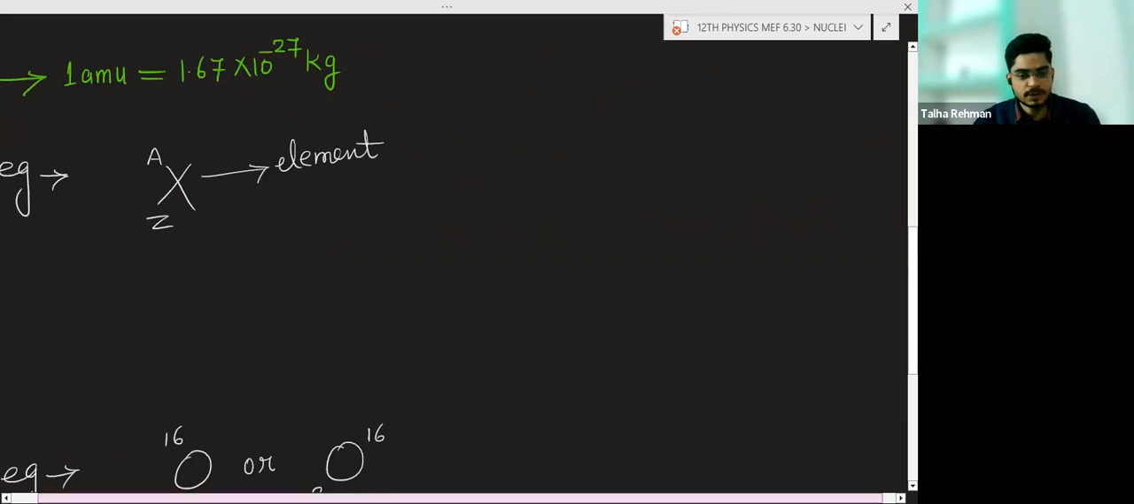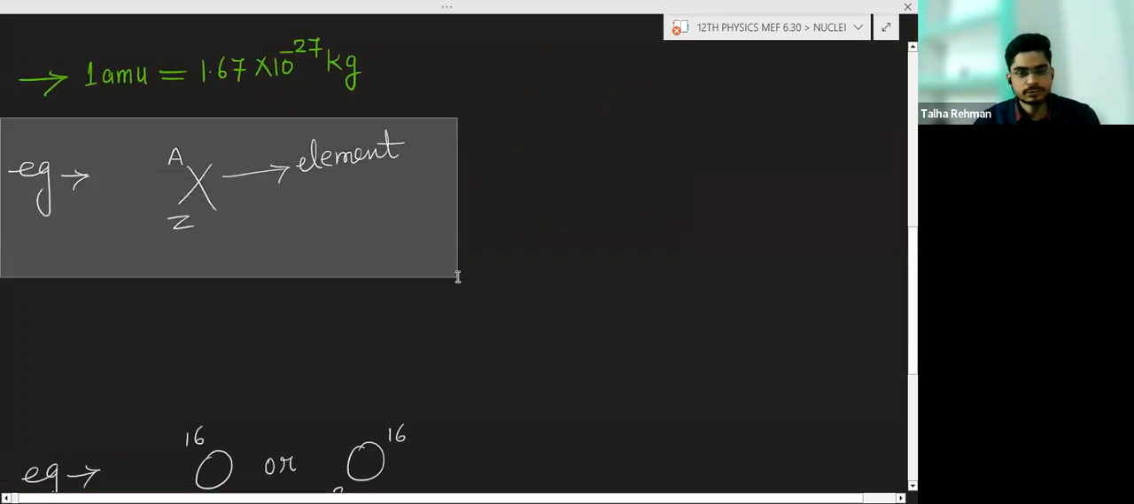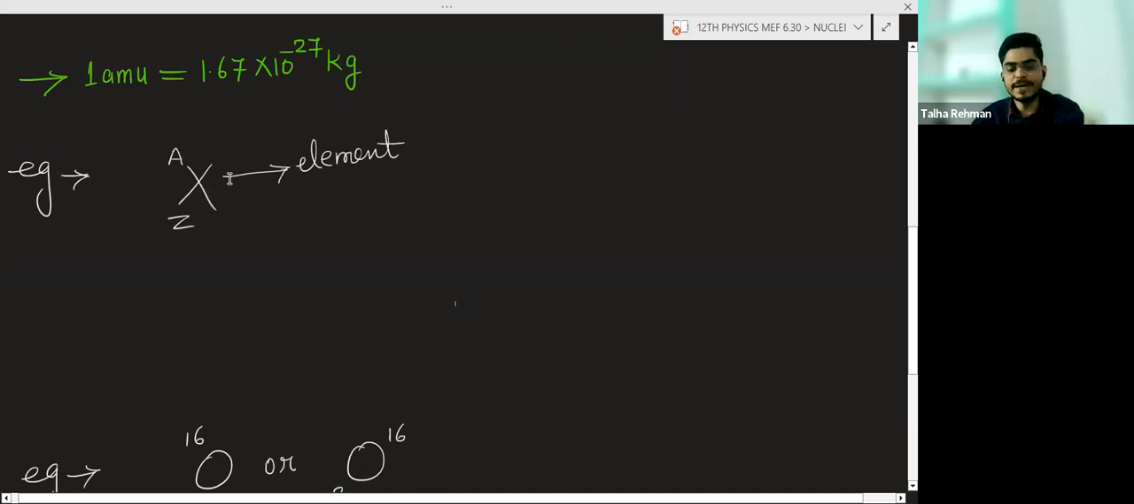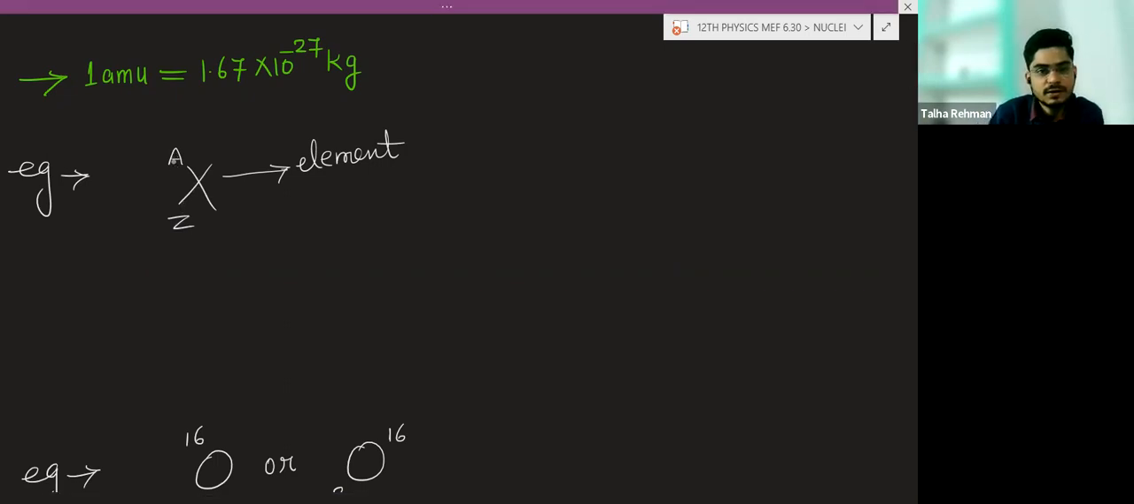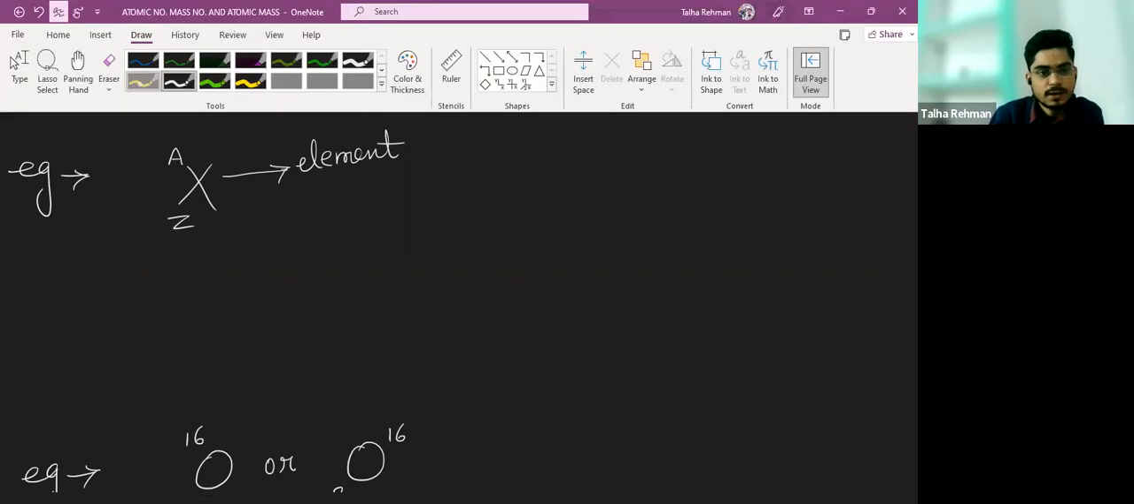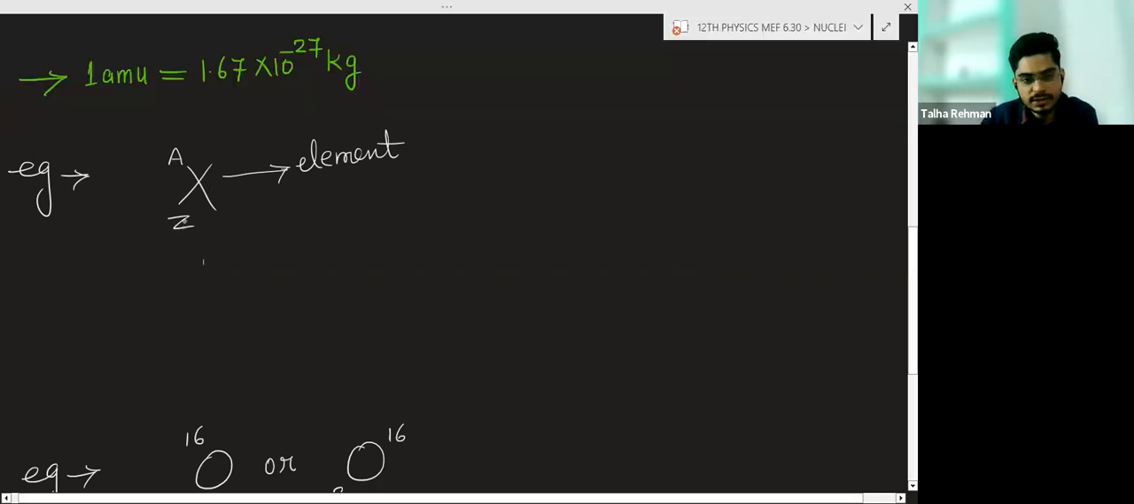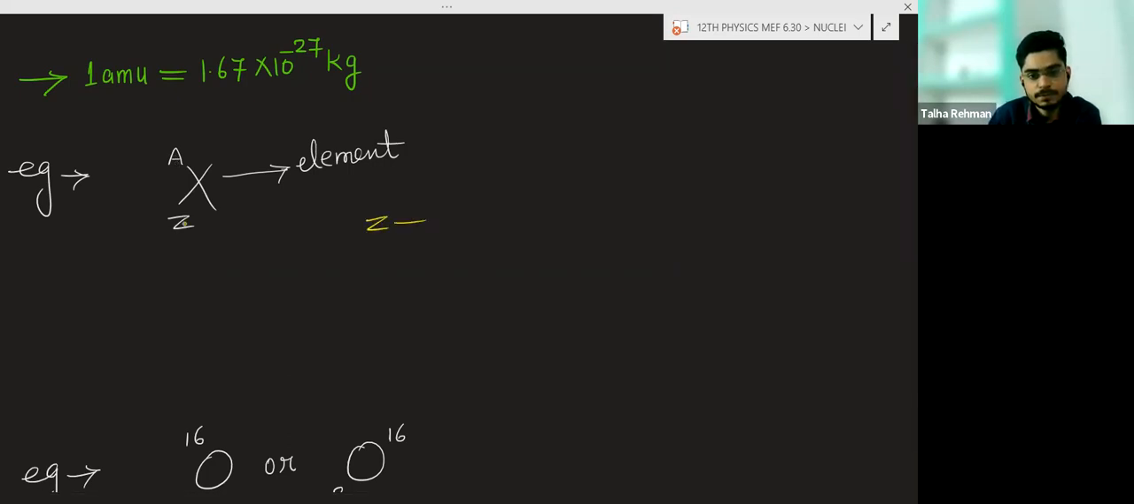For example, this is some element X. Now I will tell you what is the meaning of these symbols. This is X, this is Z and this is A. This Z will represent the atomic number of the element.